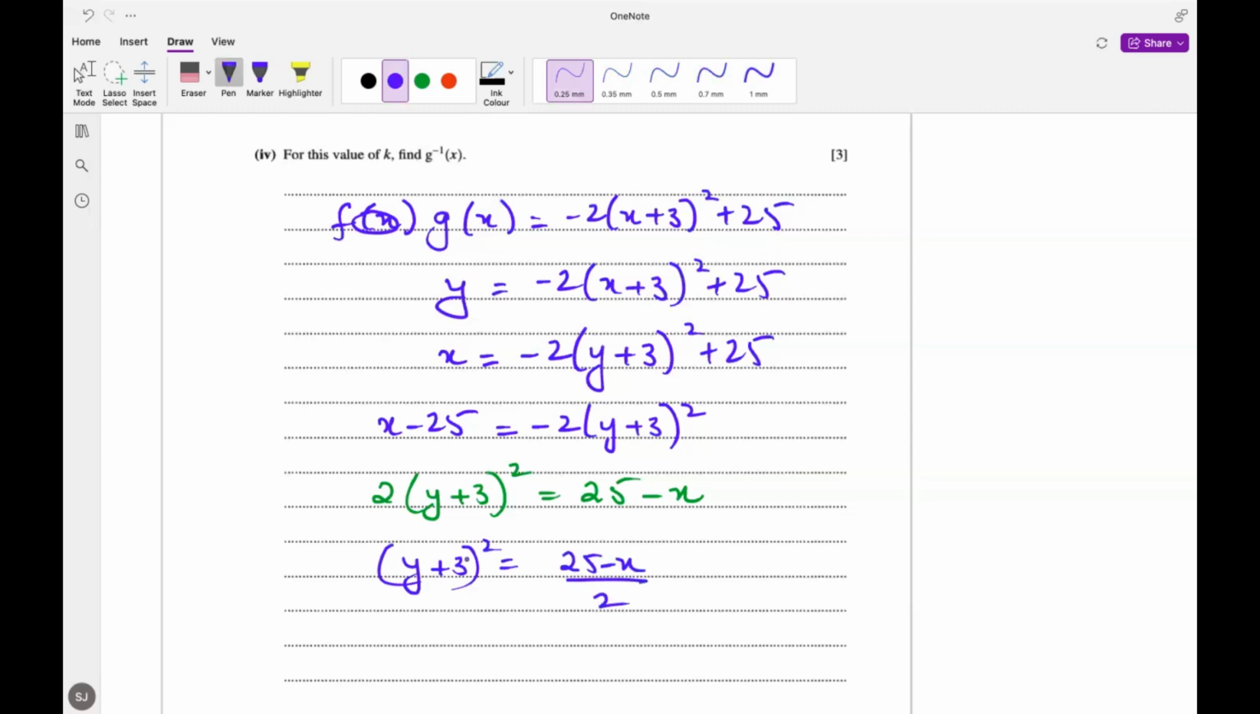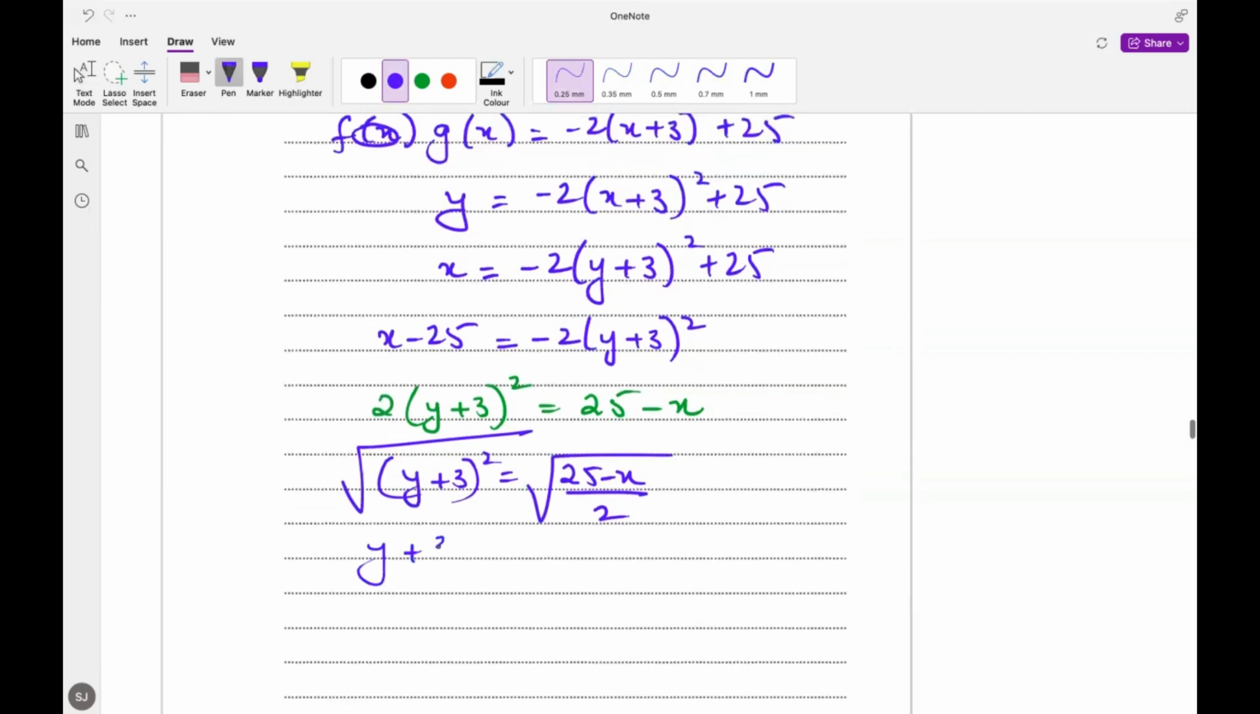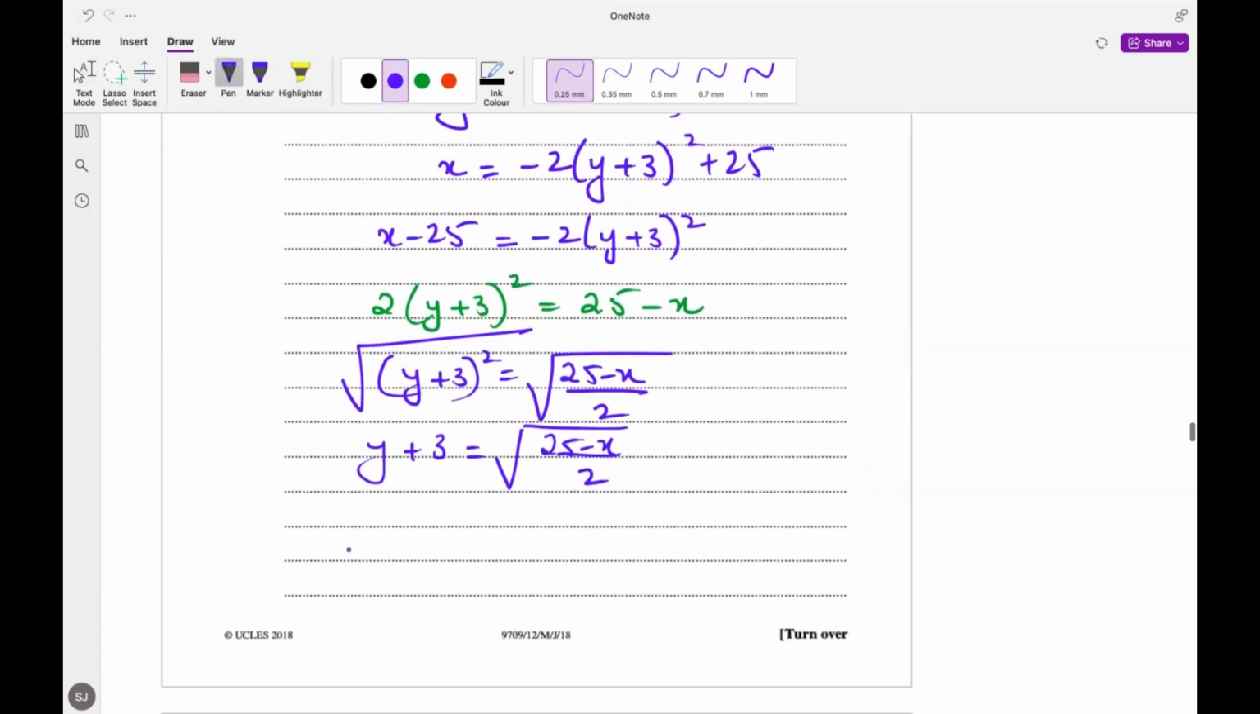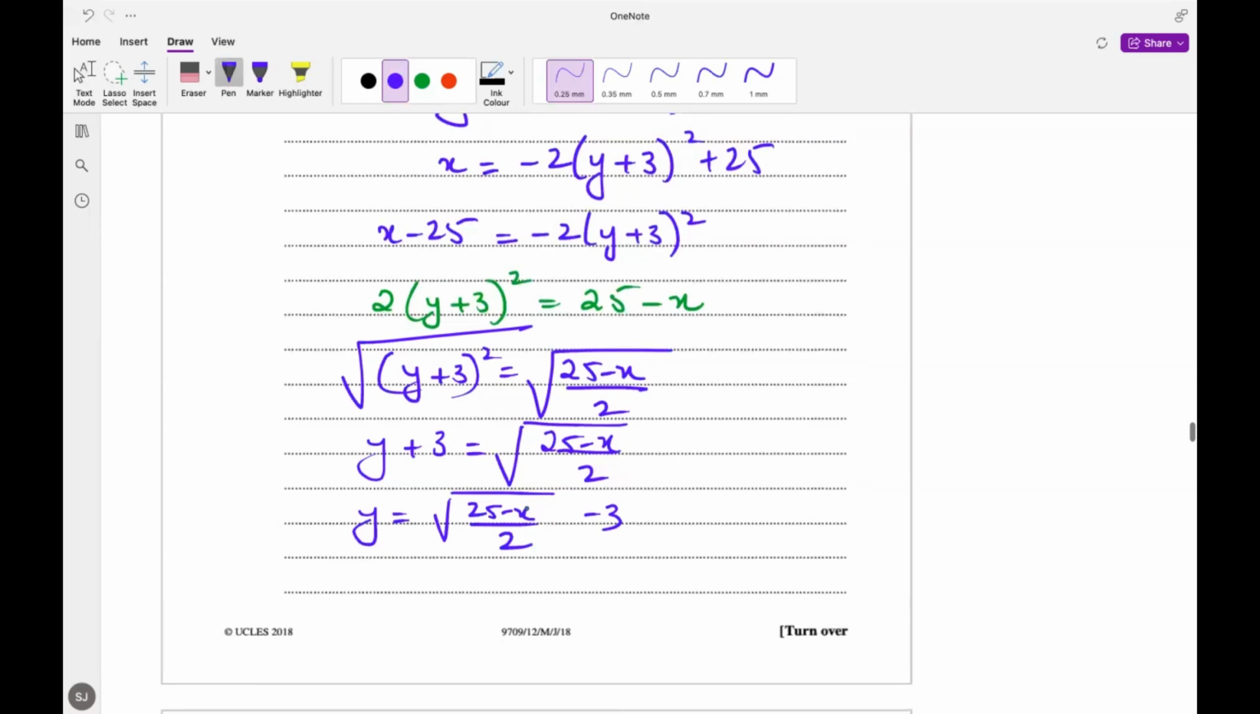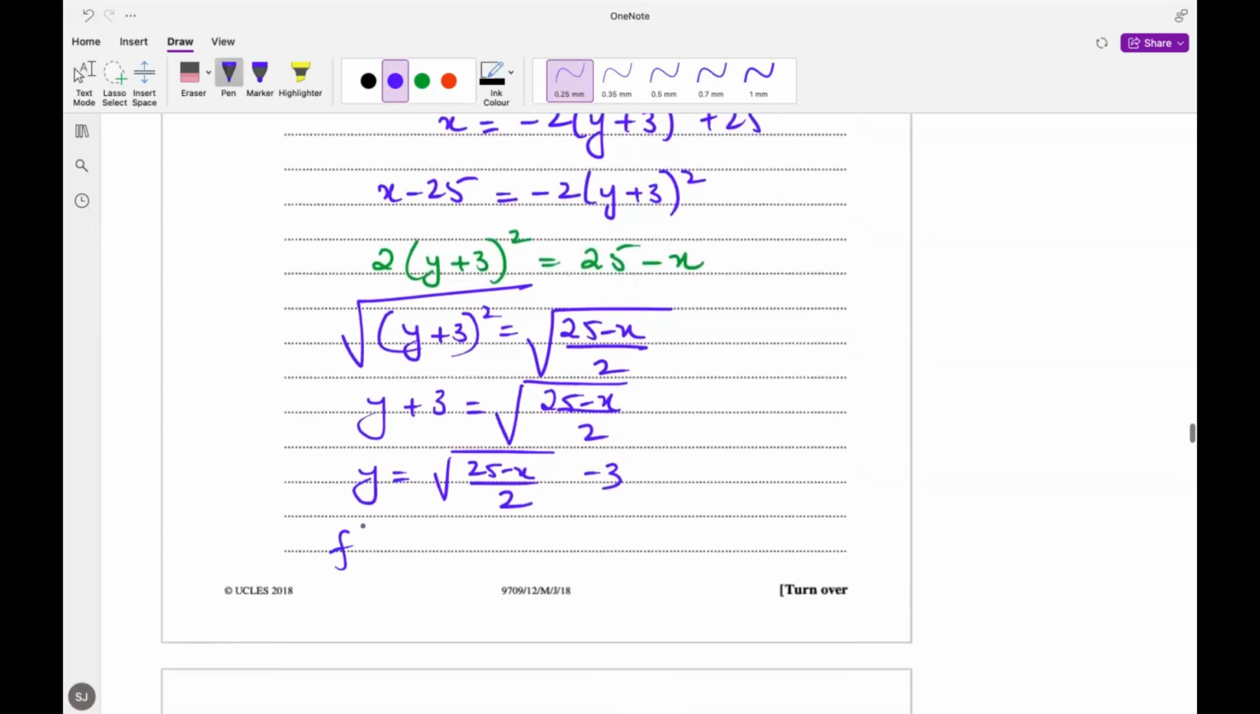Taking the square root on both sides, we will have y plus 3 is equal to the square root of (25 minus x) upon 2. And then taking 3 to the other side, we'll get y is equal to the square root of (25 minus x) upon 2, minus 3. So this is our inverse function, which we can write as f inverse of x is equal to the square root of (25 minus x) upon 2, minus 3.